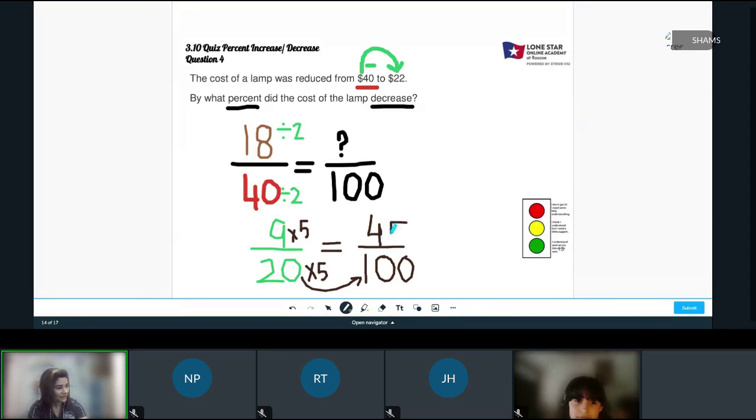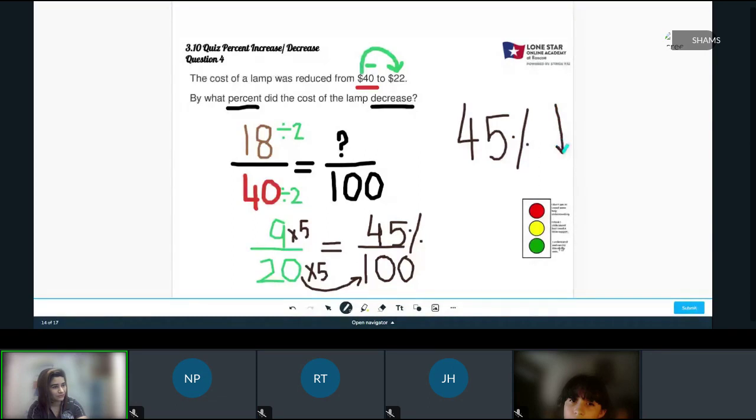So I can say that my answer is going to be that the price of the lamp actually reduced by 45%. The price of the lamp reduced by 45%. It's reduced, went down. Are there any questions before we move on? Okay, let's look at question 5. These are all the 3 varieties of question 4. Now we will move on to question 5.